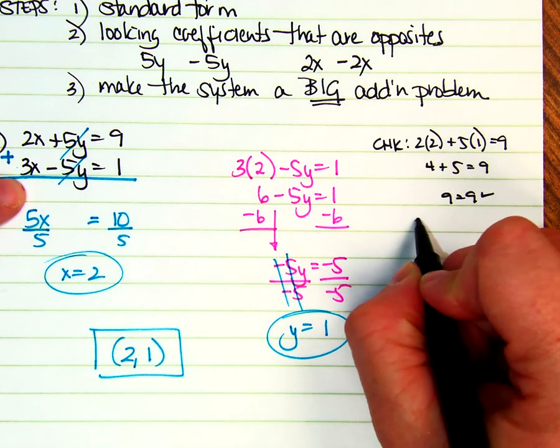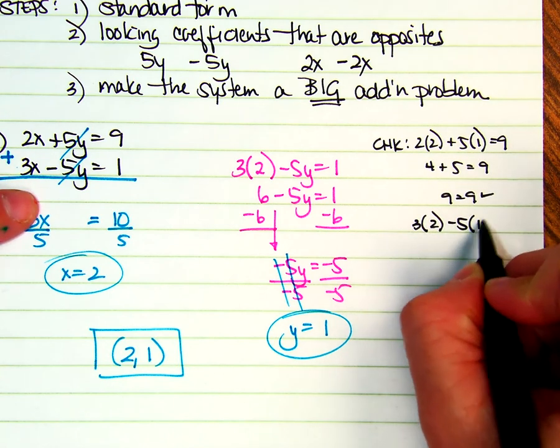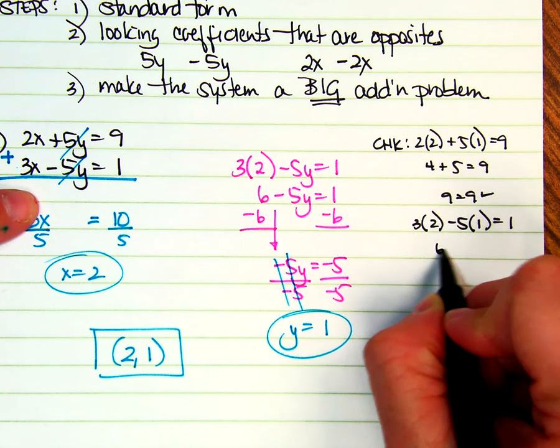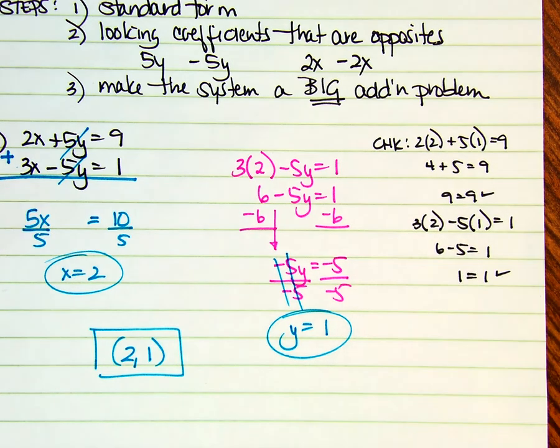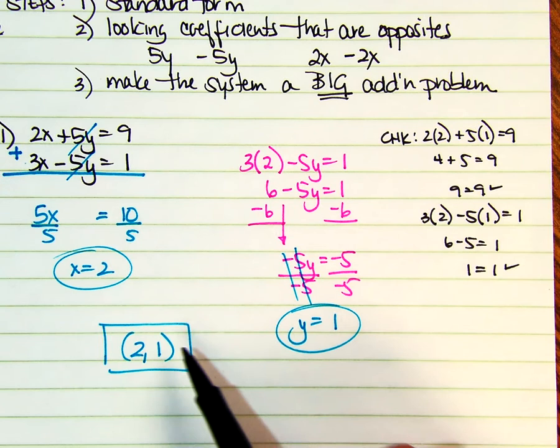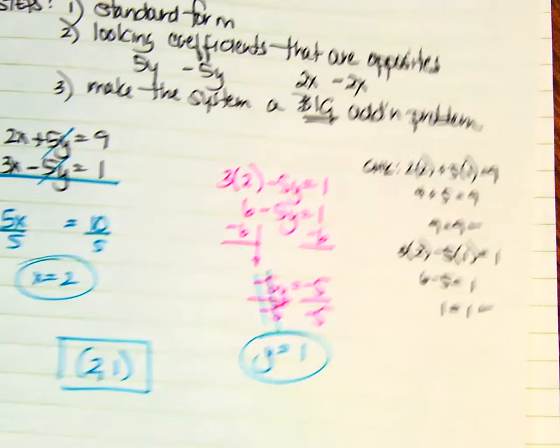Put it in the second one. 3 times my 2 minus 5 times my 1 equals 1. 6 minus 5 equals 1. So 1 equals 1. It checks, so I know 100% that my answer is correct. Let's do the second example.